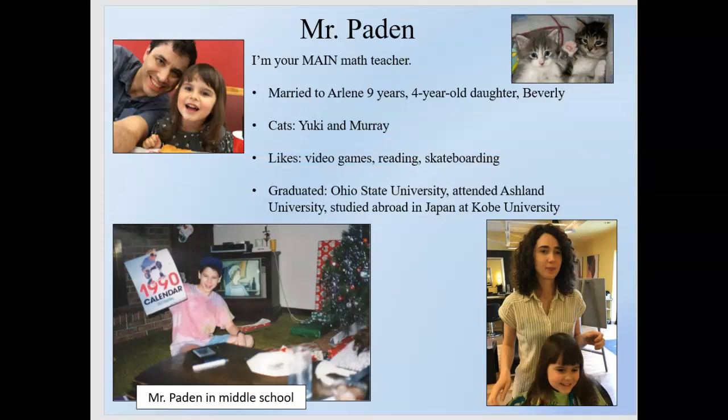And this is me. I'm Mr. Payton, your main math teacher. I've been married for 9 years to Arlene here. She's a hairstylist. I have a 4-year-old daughter named Beverly. That's her there in the pictures. Our cats, Yuki and Murray, they're 6 or 7 now. I like video games, reading, and skateboarding.